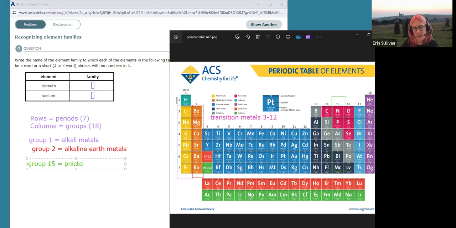Comes from the Greek, I believe, for to choke, because nitrogen gas is not toxic or anything, but if it replaces oxygen in the air, you don't want to be stuck in an elevator with an exploding canister of nitrogen, because there'd be no oxygen to breathe, right? So that is the pnictogens.